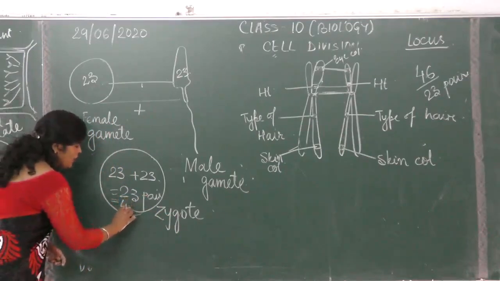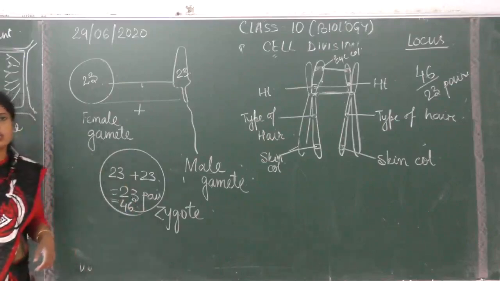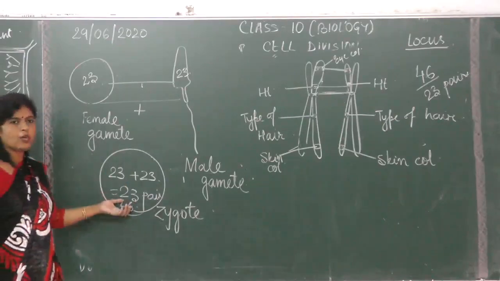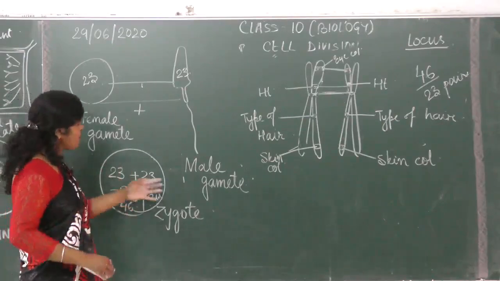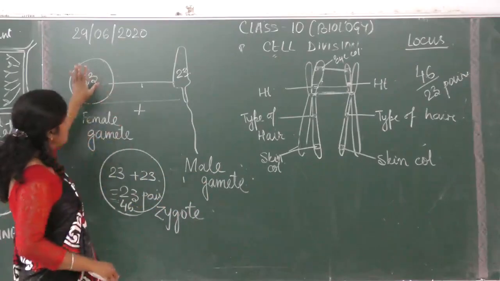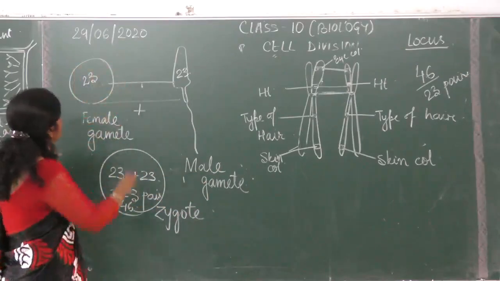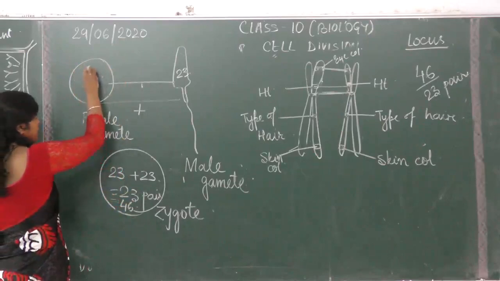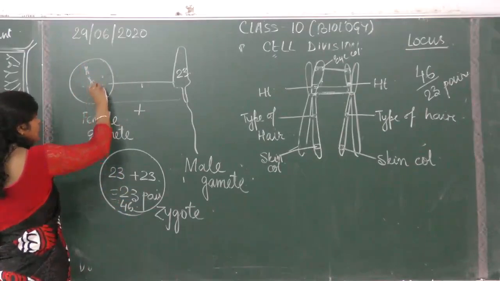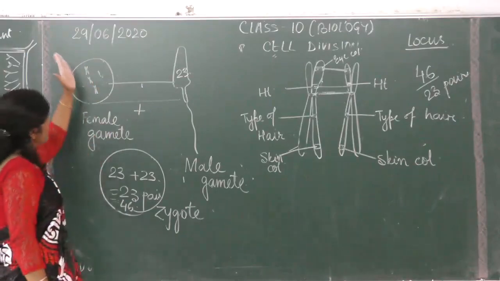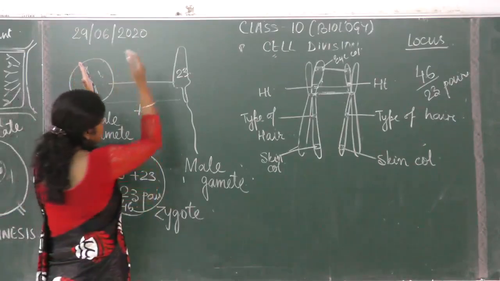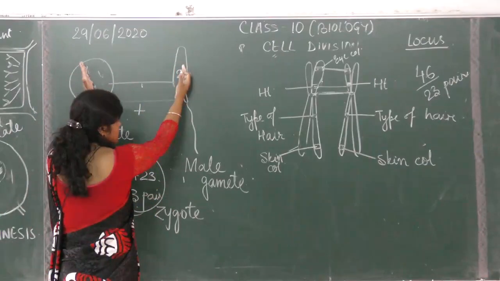What is the meaning of 23 pairs? That means 46. Is it clear? Zygote has 46, and this divides, and every cell has 46. So here what are you seeing? This 23, what 23 chromosomes am I talking about here? The exact copy of these 23 are present here.